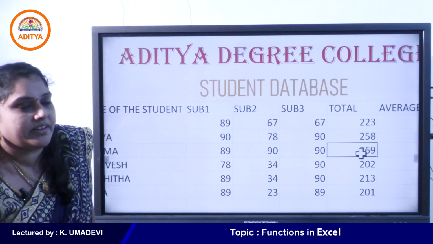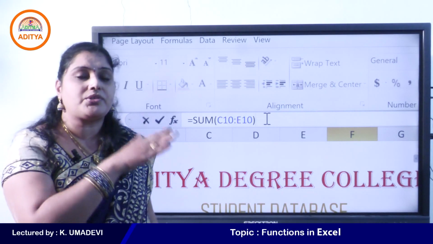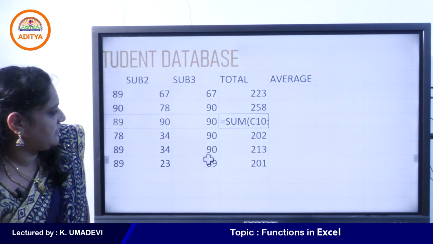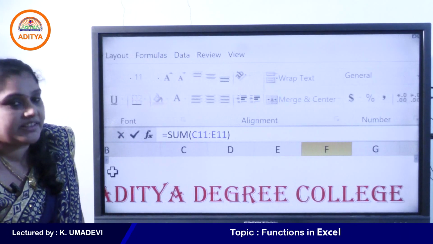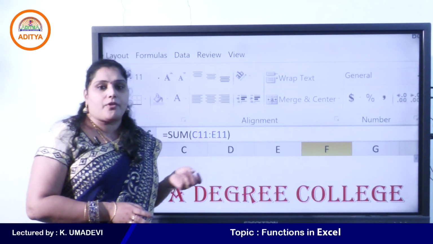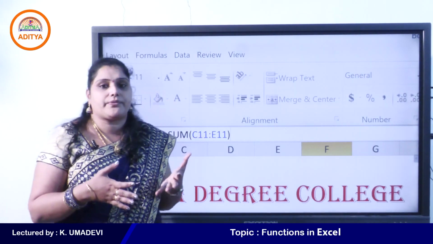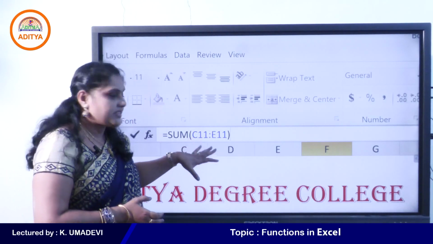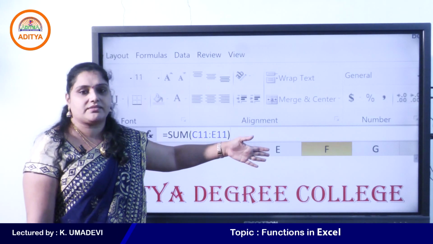Now we are in the next cell. The formula is sum of C10 to E10. And the next one, 202, sum of C11 to E11. So in the same way, see, when you copy the formula, the relative reference changes. Why? Because these are called relative references. So a relative reference changes its addresses when copying the formula. So that is the advantage of Excel.